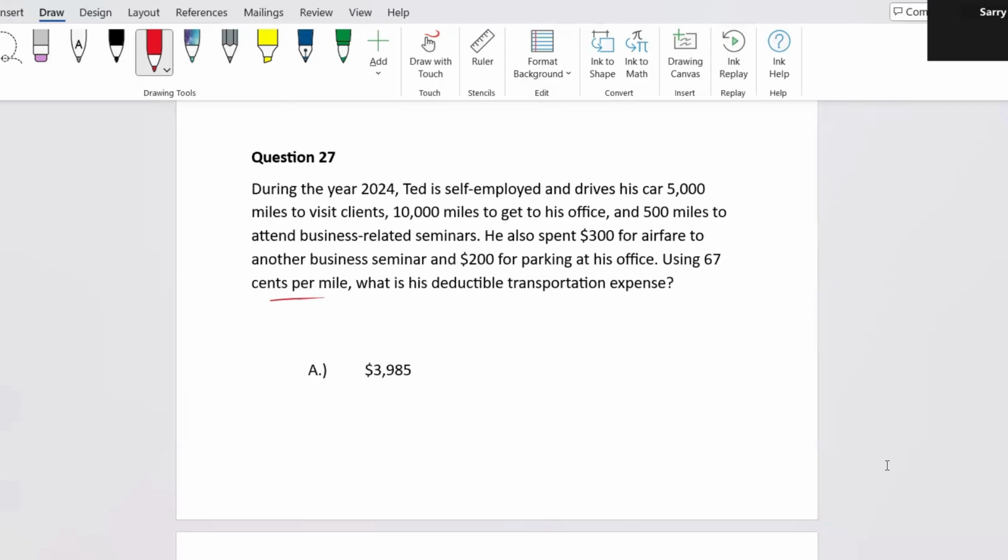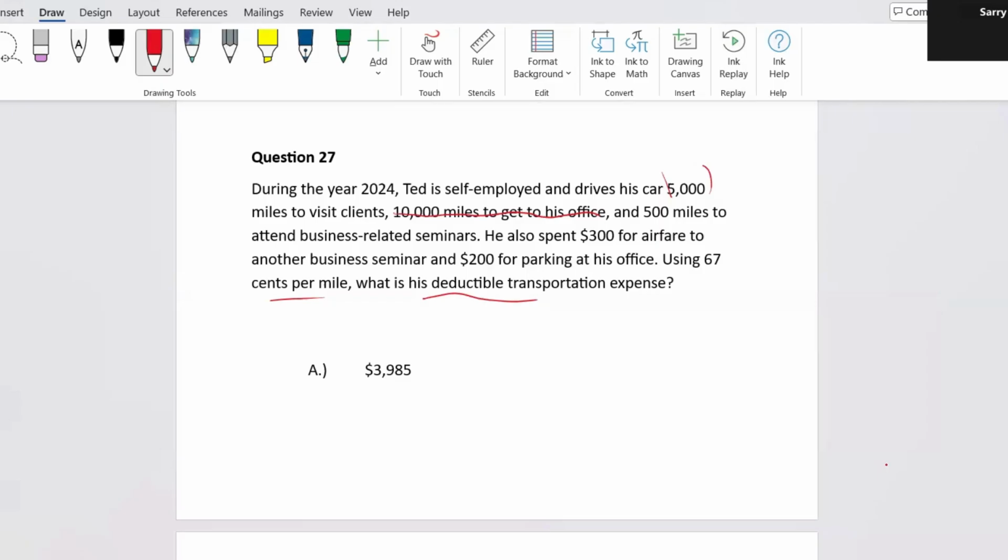Okay, so deductible transportation cost. There's one thing that you can easily remove from here, and that is miles to office. You can't deduct miles to your office. You only deduct miles to either clients or a workplace that you rarely go to. So that's kind of the rule. You need to understand the mileage deduction rules.